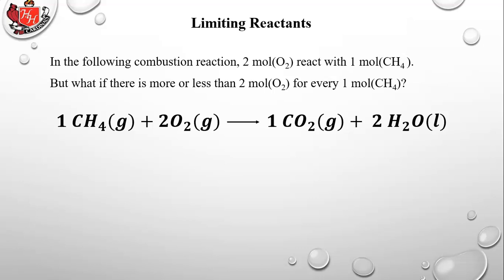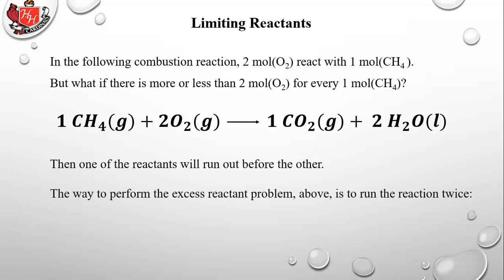But what are the chances that that happens? You're almost always going to have either more or less than twice as much O2 as CH4. You might have 3 times as much O2 as CH4, or 1 times as much O2 as CH4. In either of those cases, one of the two is going to run out first. So we're going to learn how to deal with that situation. One of the reactants will run out before the other. The way to perform the excess reactant problem above is to run the reaction twice. So let's see how that works.